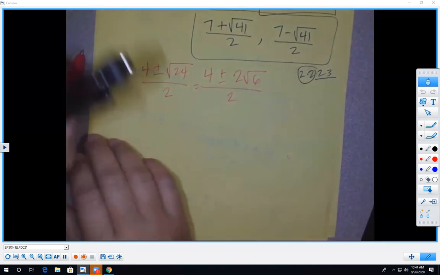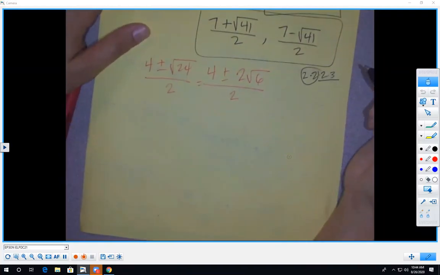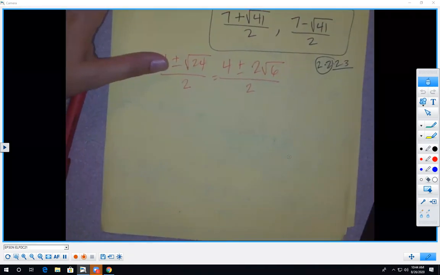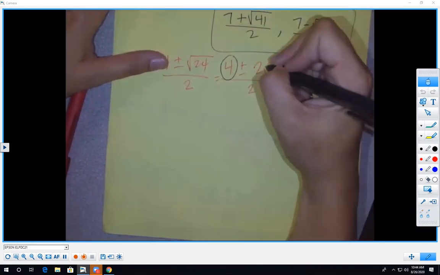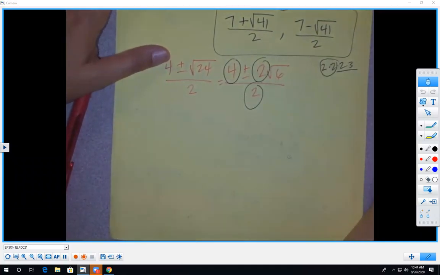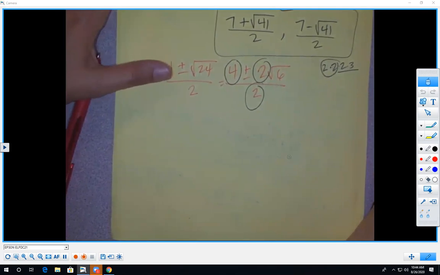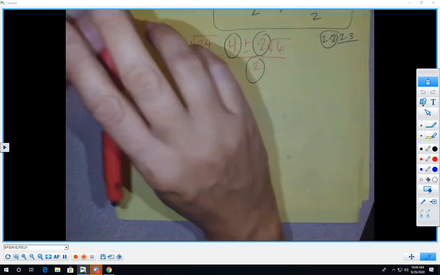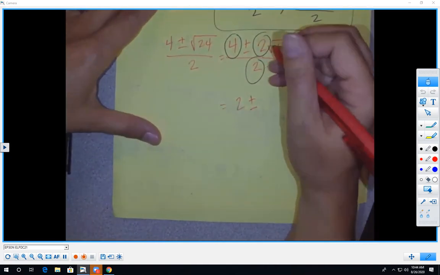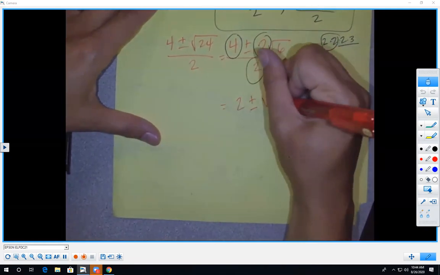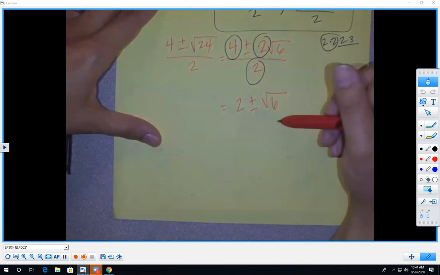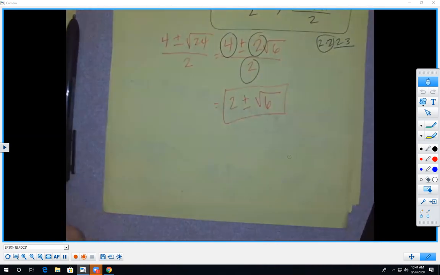Okay, and then you can simplify, you can divide out a common factor if all 3 outside numbers have the same factor. So these 3 outside numbers, 4, 2, and 2, can they all divide by something? What can they all divide by? 2. So divide them all by 2. What's 4 divided by 2? 2 plus or minus. What's 2 divided by 2? 1. You could put 1 or you could just leave it as the square root of 6 over what's 2 divided by 2? 1. So you don't have to put the 1 on bottom. So it could simplify into that.